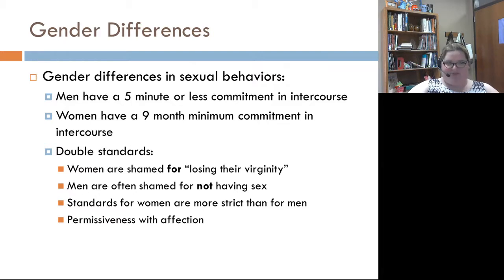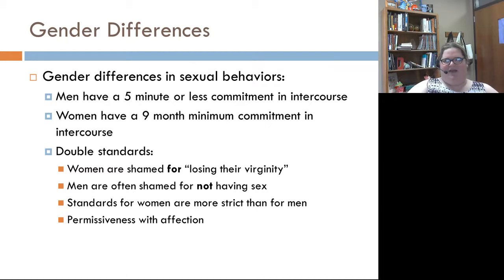Men, on the other hand, are shamed if they don't have sex. So if you haven't lost your virginity as a man, then there's something wrong with you. And I think that's ridiculous. Those double standards are ridiculous. People should have sex when they want to, with whomever they want to, as long as everyone's consenting and it's legal. Who cares?